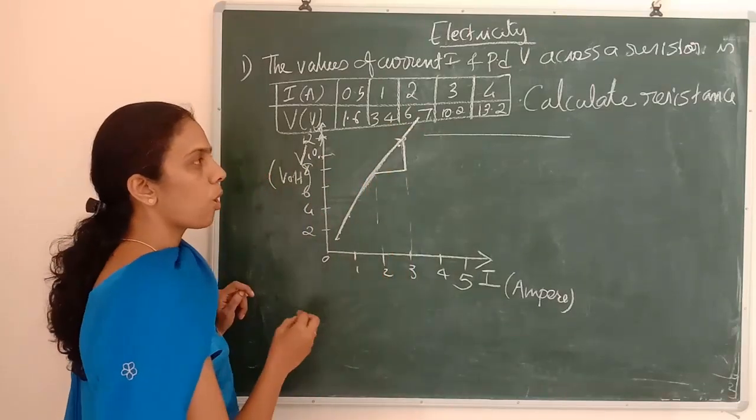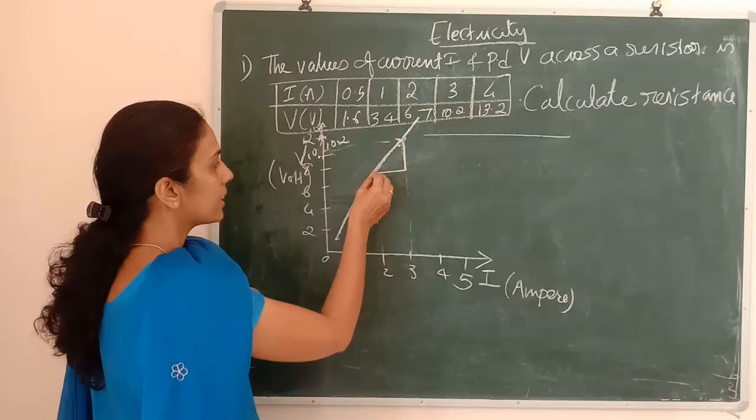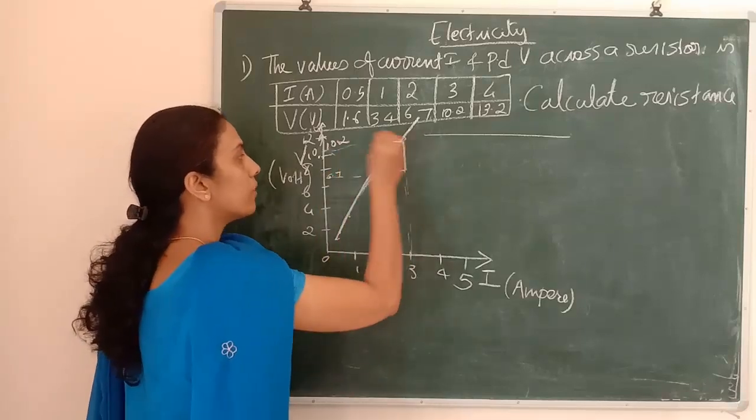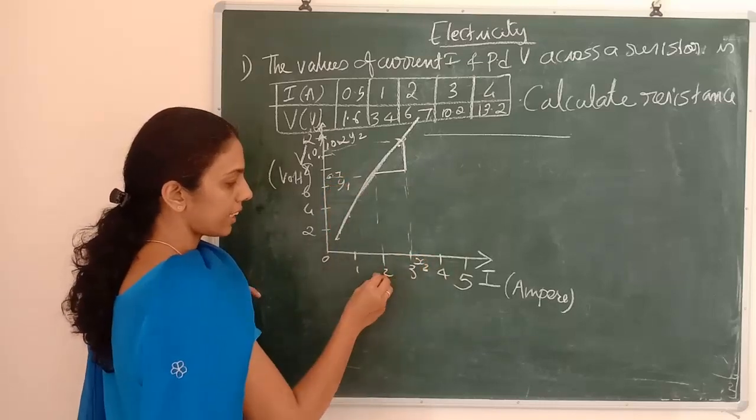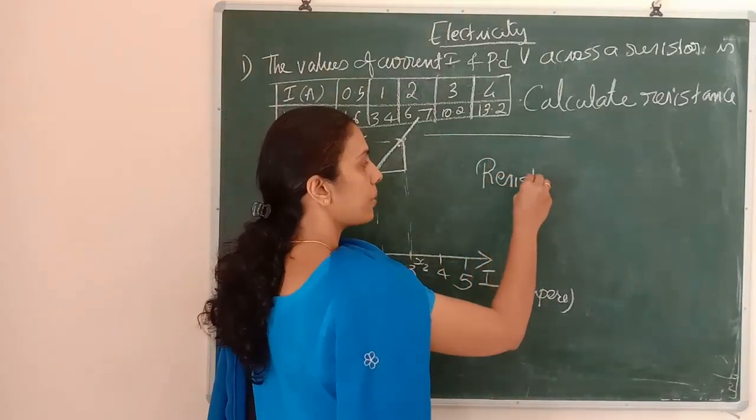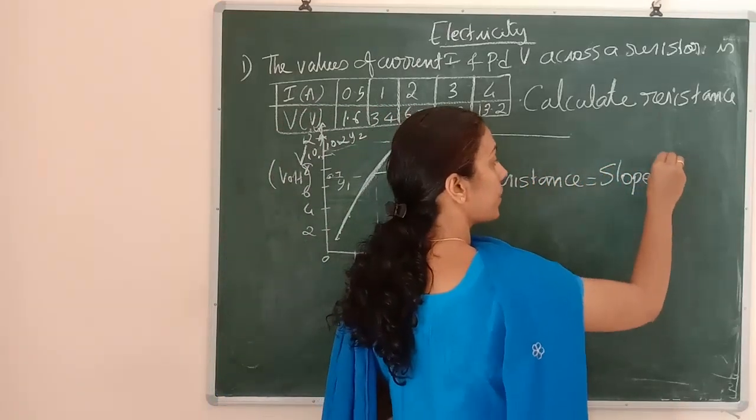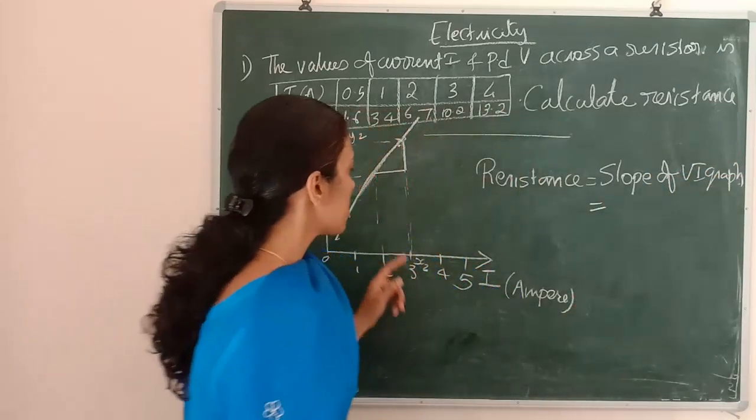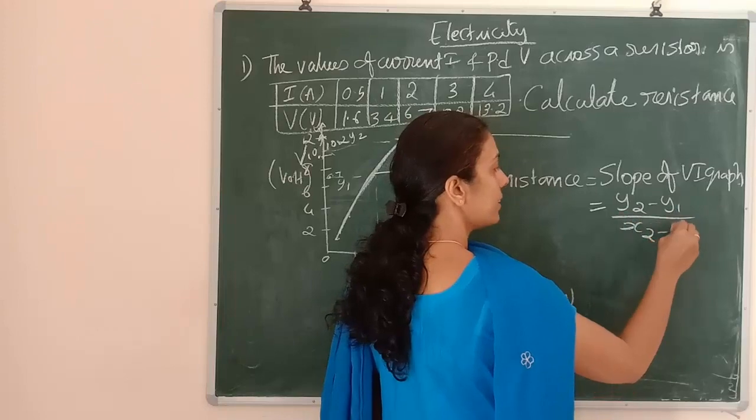If I am considering a small triangle, this will be 10.2 and this will be 6.7, and here it is 2. So this is y2, this is y1, and here the second one is x2, the first one is x1. How can we find the resistance? Resistance will be equal to the slope of the VI graph. What is the formula for slope? y2 minus y1 divided by x2 minus x1.